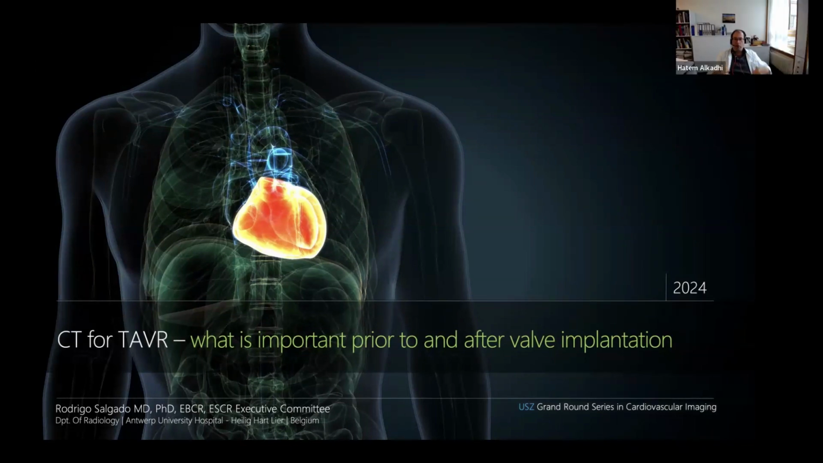I know Rodrigo since a long time as a very active radiologist in cardiovascular imaging. I also got to know him even better since we met in the executive committee of the European Society of Cardiovascular Radiology. I think he will be one of the upcoming presidents of the society. And he's an expert in cardiovascular imaging.